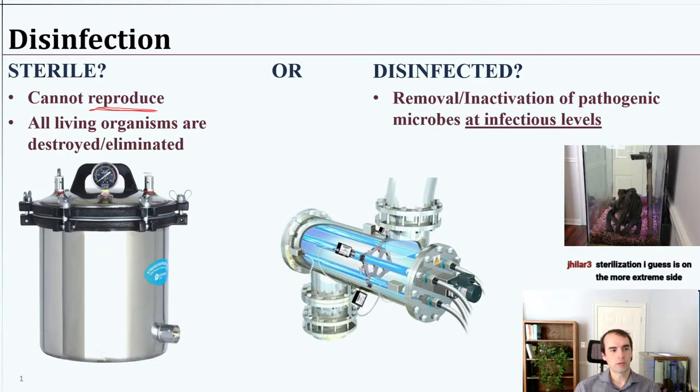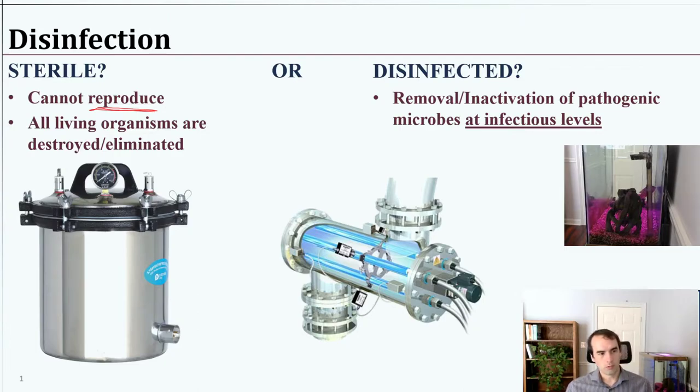We would describe certain hybridized animals, like a mule, a donkey and a horse together, as inherently sterile because they have no capability of reproducing. So that same terminology applies. Even if we don't destroy the microbe, but we can prevent it from multiplying, we can still call that sterile.